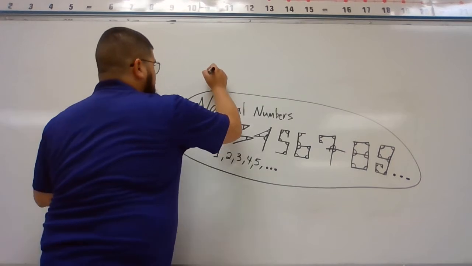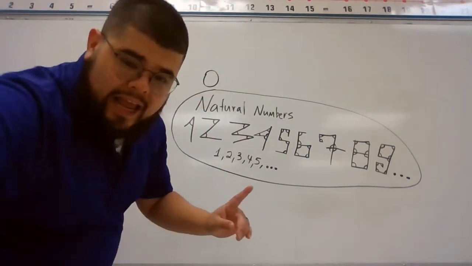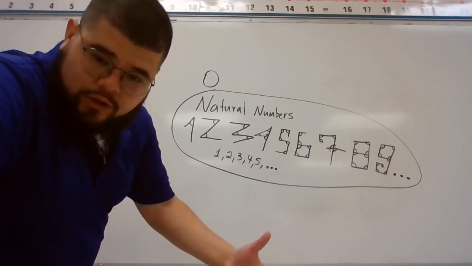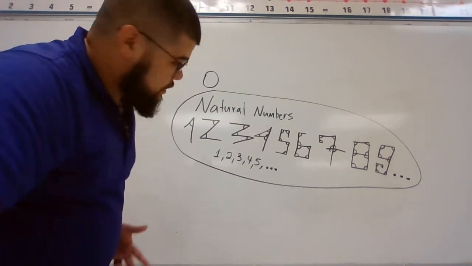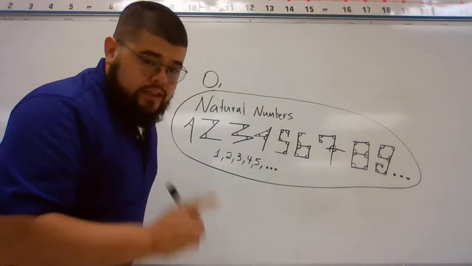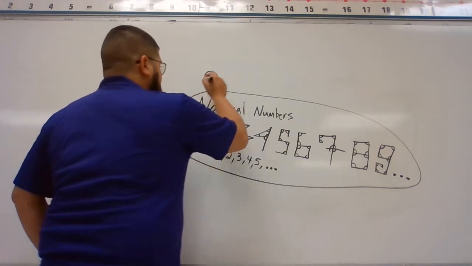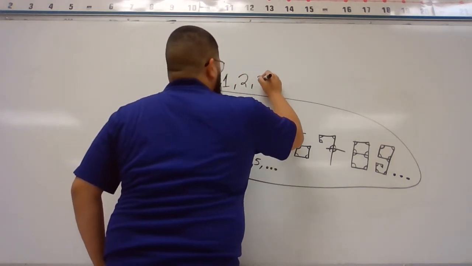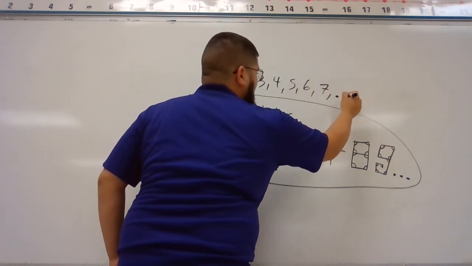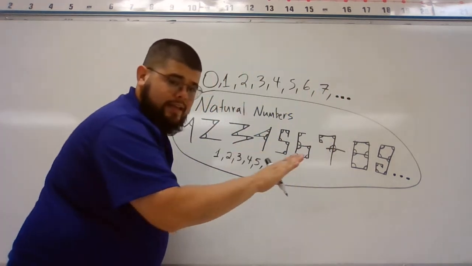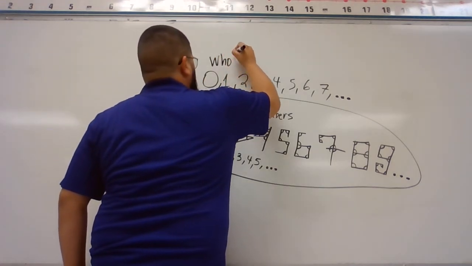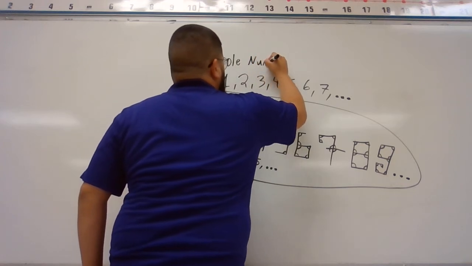So here we go. Zero. How many angles does zero have? None, right? And so that's why it has no angles. That's one of the theories, right? Zero has no angles. So the whole numbers begin with the number zero, right? Zero, one, two, three, four, five, six, seven, and the three dots means it keeps on going, right? So when it starts with the number zero, those are the whole numbers.